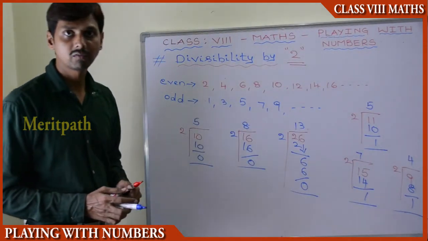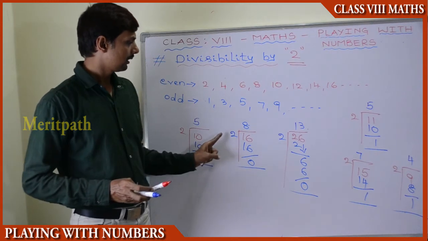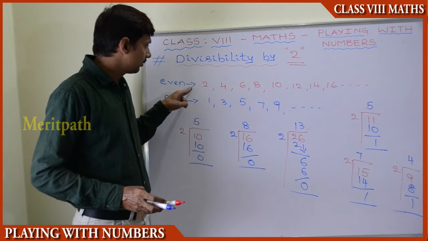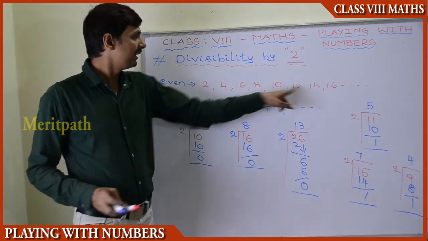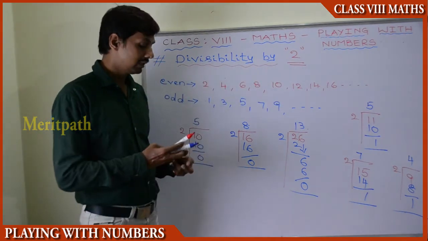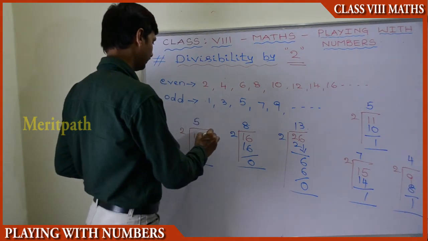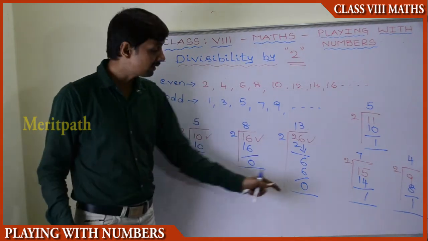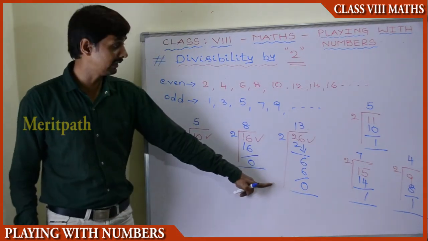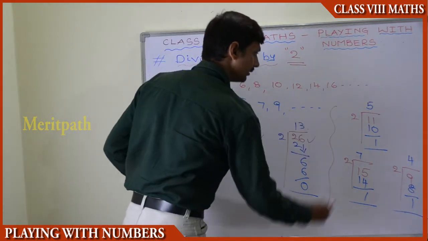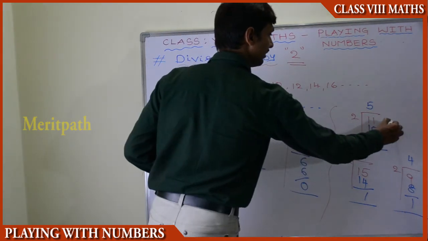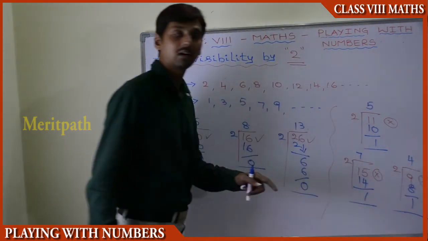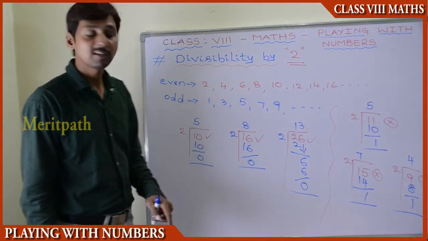So what we understood from here is that all the even numbers are divisible by 2. All the even numbers, whatever we have taken here, are divisible by 2. We got 0 as the remainder. Here, these odd numbers 11 and 15 and 9, all 3 are odd numbers, and odd numbers are not divisible by 2.